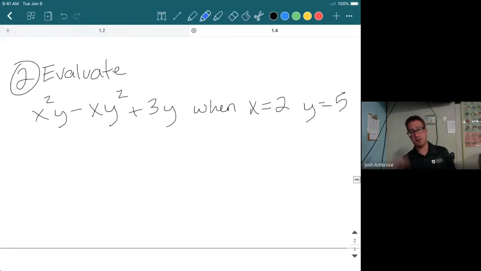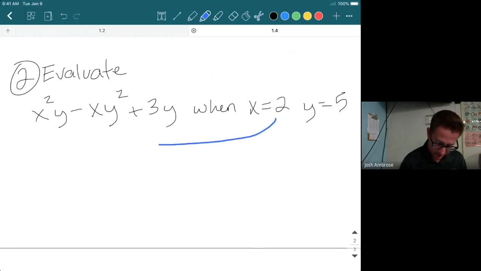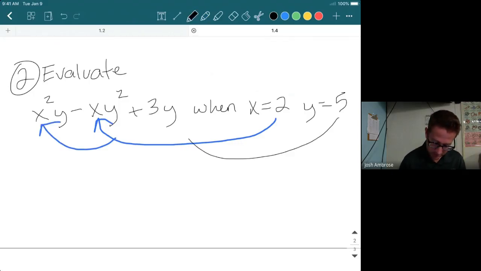All right, evaluate, fancy word for solve. We are given this algebraic expression, x squared y minus xy squared plus 3y. Don't let these variables confuse you here, all right? Don't worry about it. Take the x values, because it's given, and plug them in everywhere you see an x, and then take the y values and plug that everywhere you see a y, okay?